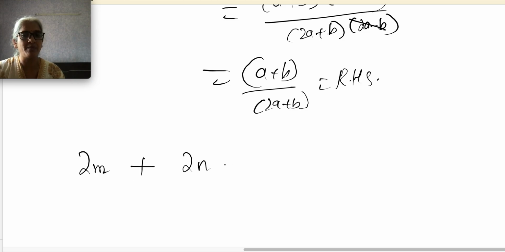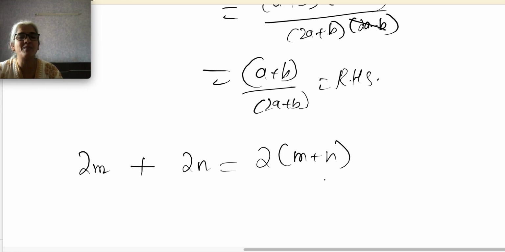If I sum them up, then I can take 2 common and m plus n. M and n were integers when we started with, so m plus n is also going to be an integer, and 2 times m plus n will definitely be an even number. So sum of two even integers is resulting in an even number. What if it's an odd number?